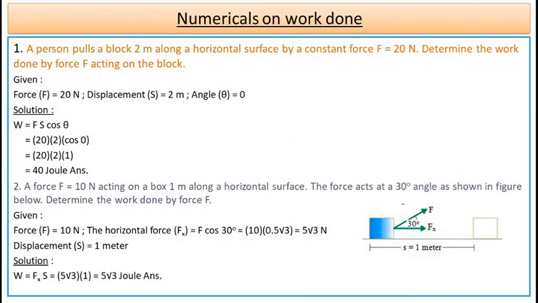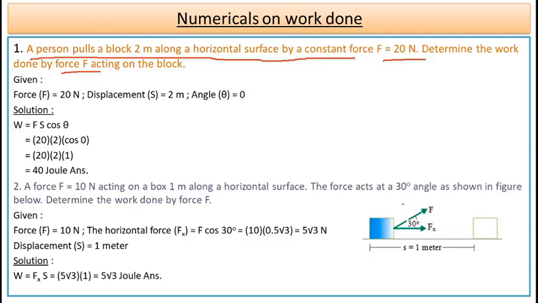Now let's understand some very simple numericals on the basis of work done. This will be a small revision for you all. The first one: a person pulls a block 2 meters on a horizontal surface with a contact force of 20 Newton. Determine the work done by the force F.